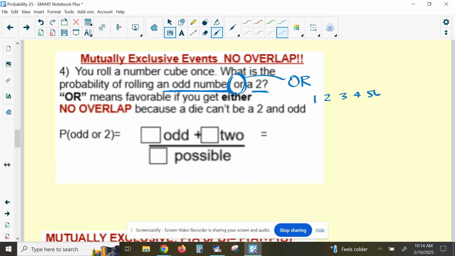So of these, which ones would I be happy picking? I'd be happy about what? A 1. What else? A 3. And a 5. Okay, those are the ones I'd be happy about if I picked an odd number. Now, if I said or a 2, what would I be happy about? Just a 2. So I'd be happy if I picked any of those. Yeah? So how many is that?